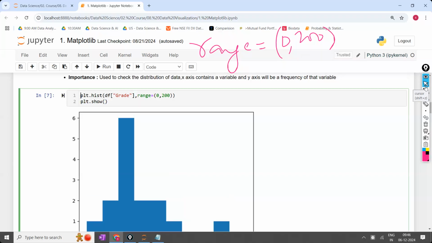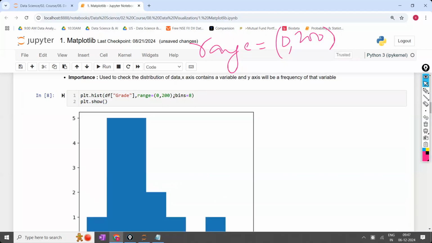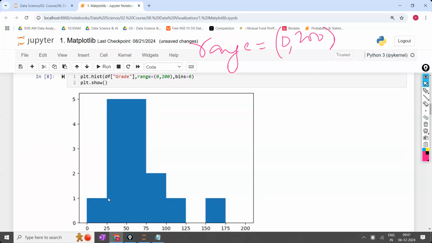Sir, I want to give here the range 0 to 200, okay. At the same time, I want to give the number of bins is equal to 8. Now you are going to get 0 to 25, 25 to 50, 50 to 75, 75 to 100, 100 to 125, 125 to 150, 150 to 175, and 200. So the starting number you are fixing, the ending number also you are fixing, the interval size or bins you are fixing. Anything is in your hand.